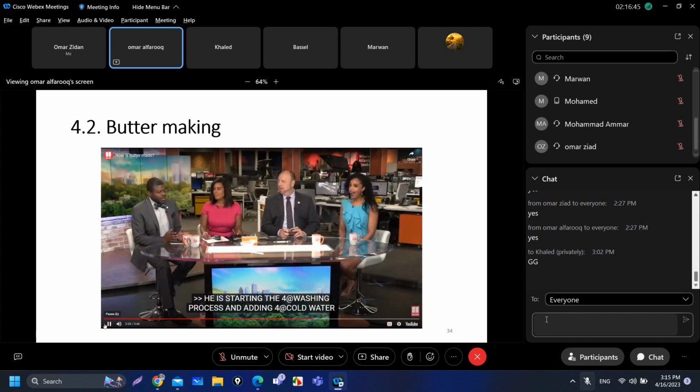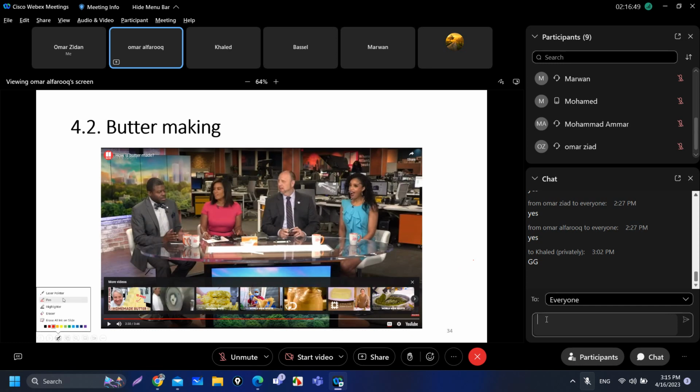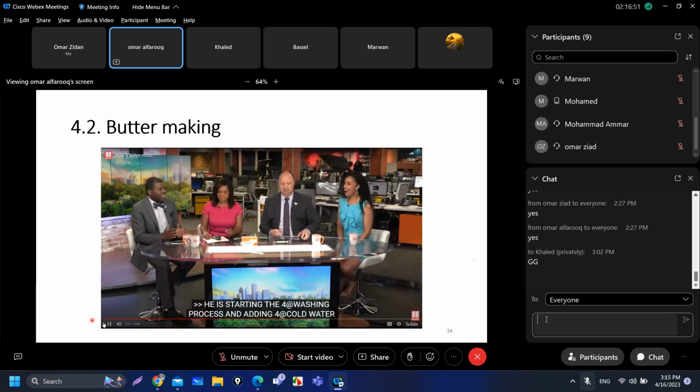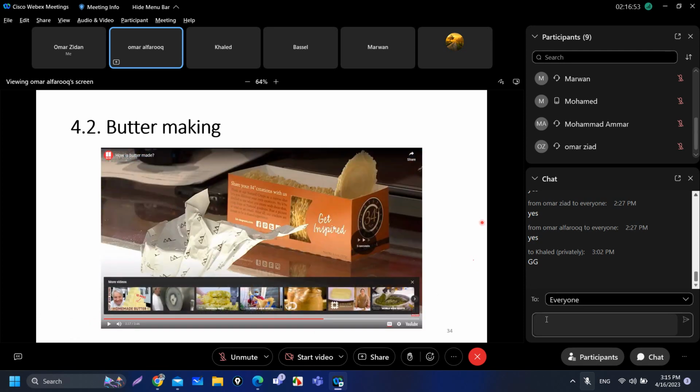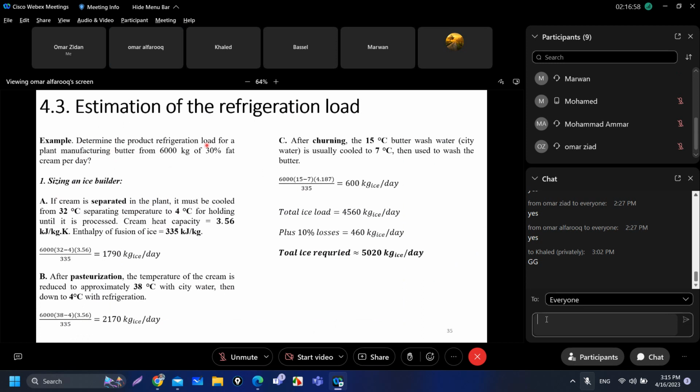Okay, so this is how butter is made. Now we will move on to some estimation of the refrigeration load.